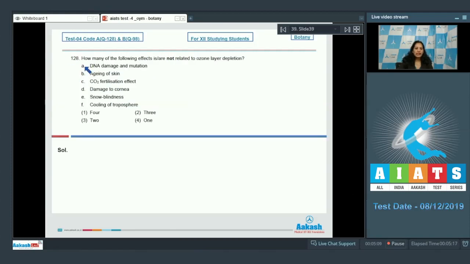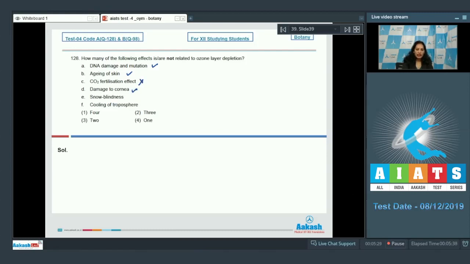Question number 128. How many of the following effects are not related to ozone layer depletion? DNA damage and mutation, it is related. Aging of skin, it is related. CO2 fertilization effect is somewhere related to the greenhouse effect. So it is not related.